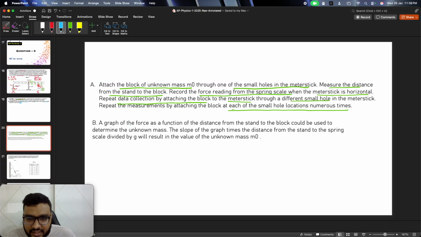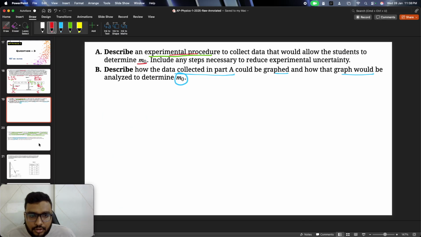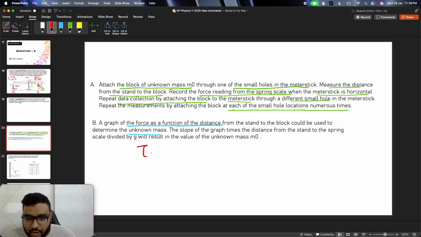So we know that a graph of the force as a function of the distance from the stand to the block could be used to determine the unknown masses. So whatever I wrote in the previous case, I know that the torque because of the spring scale will be equal to the torque because of the block. So the force reading we know, multiplied by 50 centimeters, that is also known, equals the value of m naught times gravity, which we know, times x centimeters, which is also known.